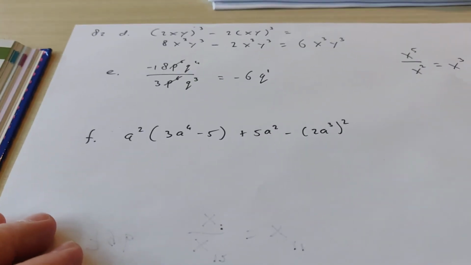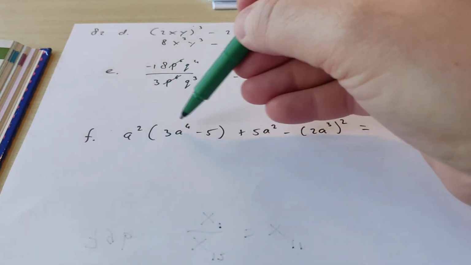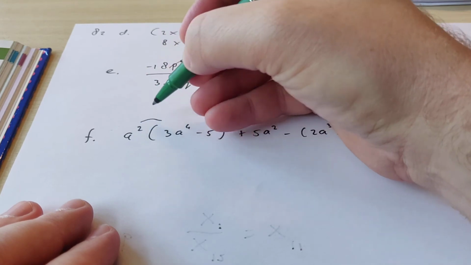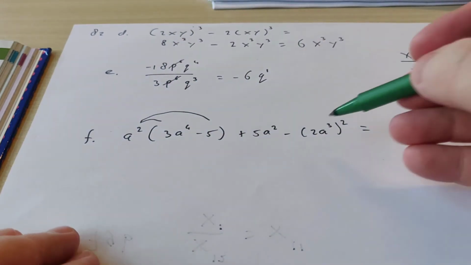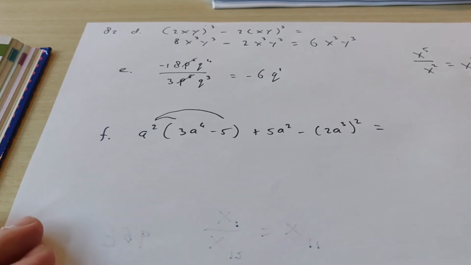Moving on to exercise F. This one is really big, as you can see. We have to multiply out some brackets by doing this times that and this times that. We need to work out this, and then we need to see if we can simplify it some further.